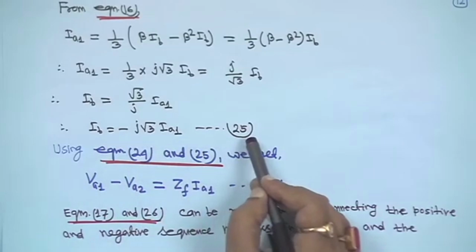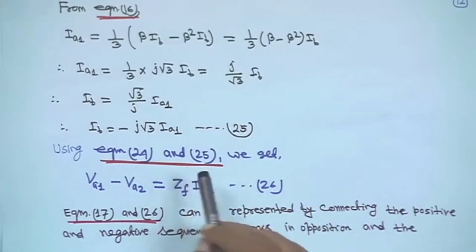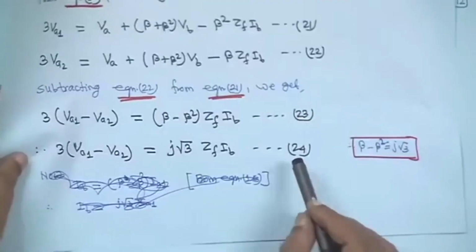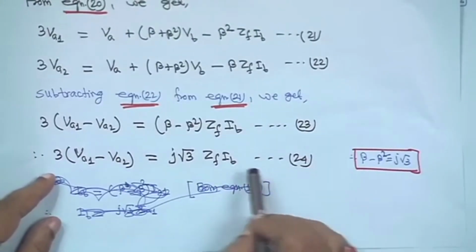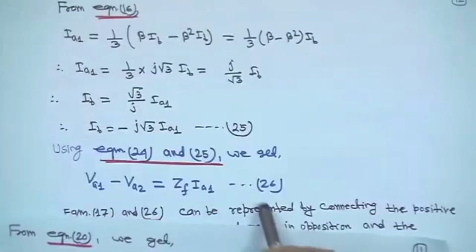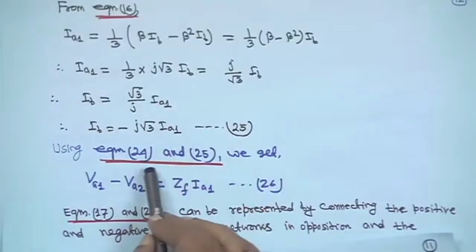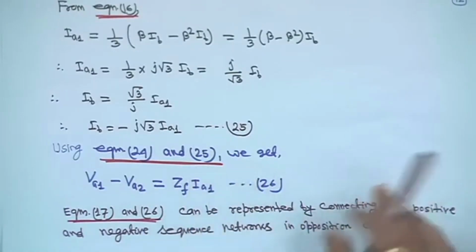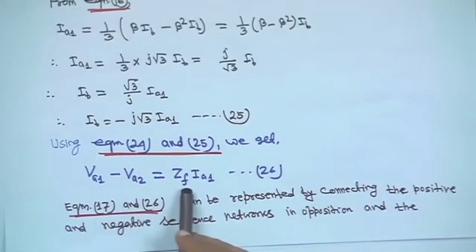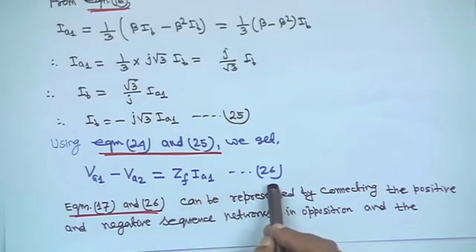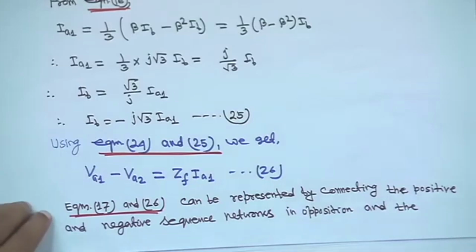This is equation 25. Now, using equation 24 and 25, in equation 24 you put the expression of IB from equation 25, that is IB is equal to minus j root 3 into IA1. Then you will get VA1 minus VA2 is equal to Z dep into IA1. This is equation 26. Now equation 27 from 17 and 26.